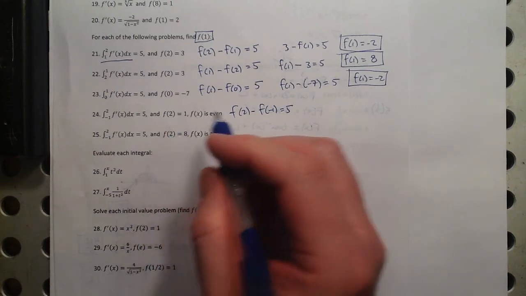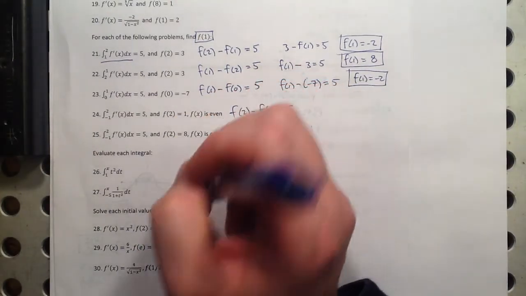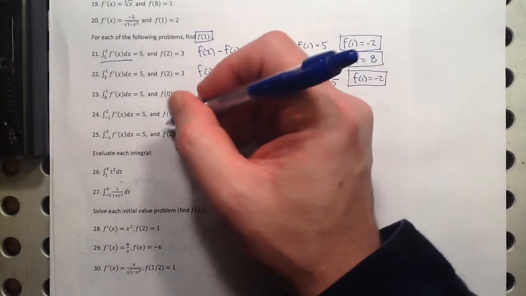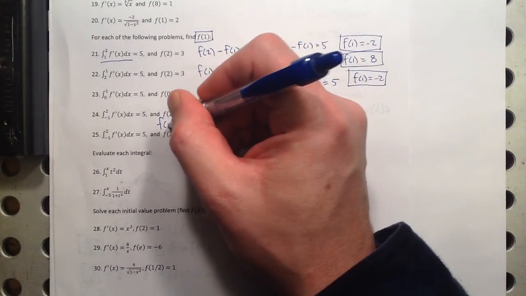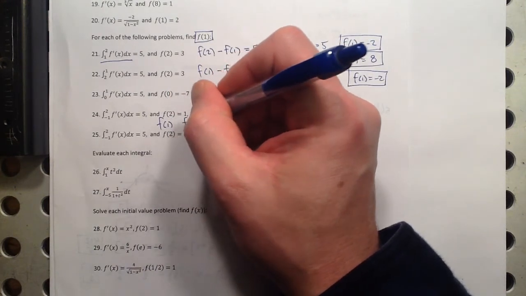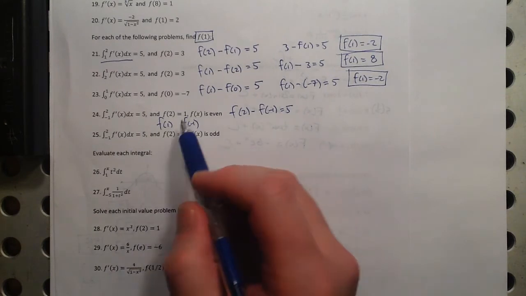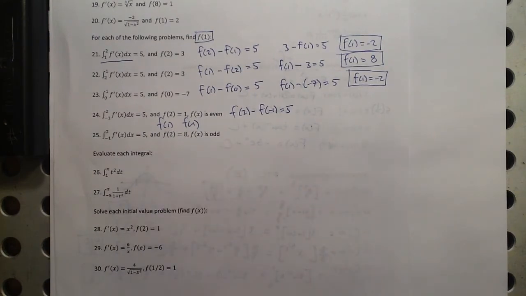For a function to be even, that means that if f of 1 and f of negative 1, if you've got an even function, what's the relationship between those? And pause and think about that for a second. If you're not sure, make a quick sketch.